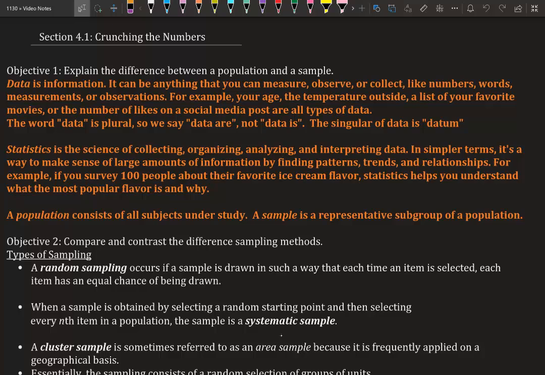Statistics is the science of collecting, organizing, analyzing, and interpreting data. In simpler terms, it is ways to make sense of large amounts of information by finding patterns, trends, and relationships. For example, if you survey 100 people about their favorite ice cream flavor, statistics helps you understand what the most popular flavor is and why. A population consists of all subjects under study. A sample is a representative subgroup of a population.